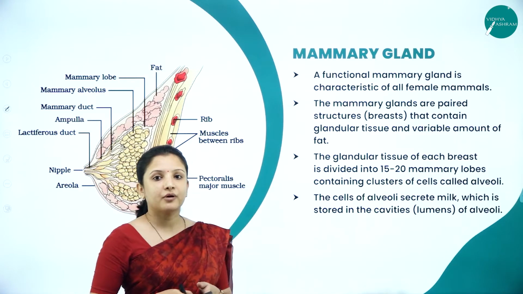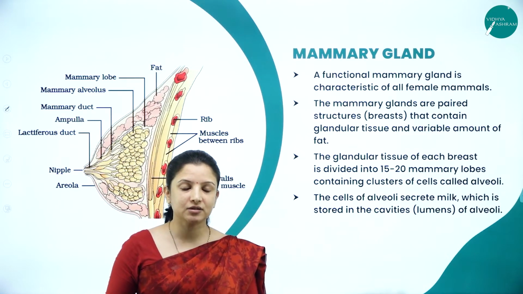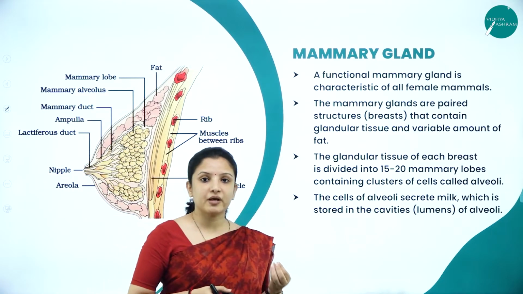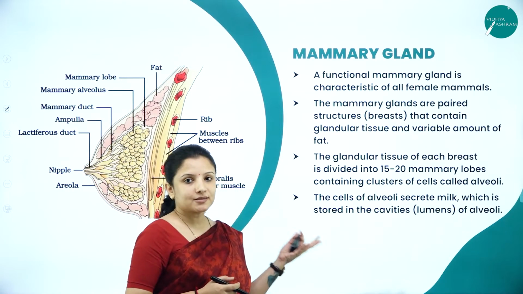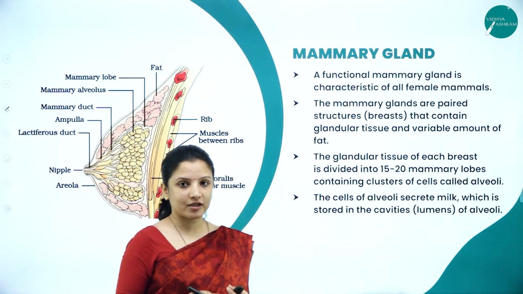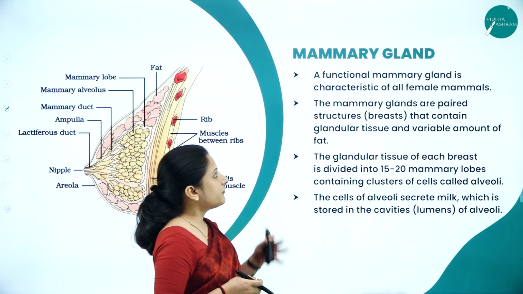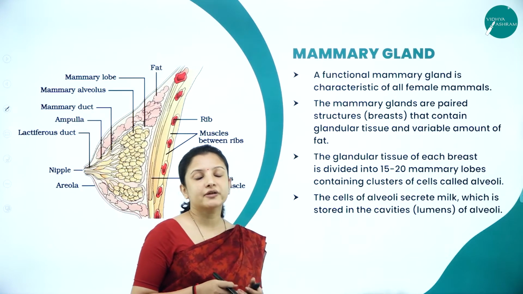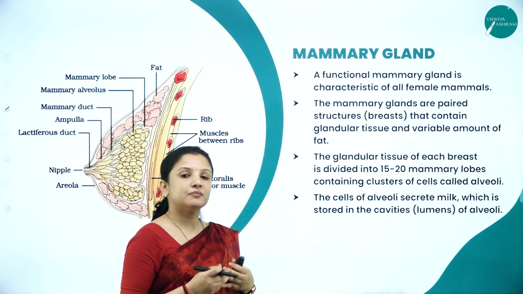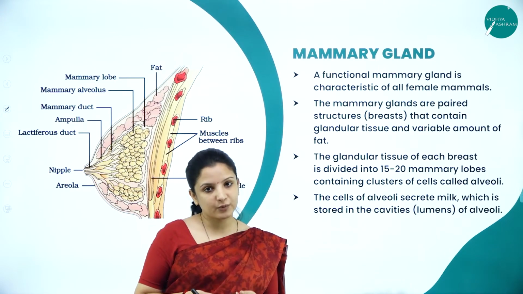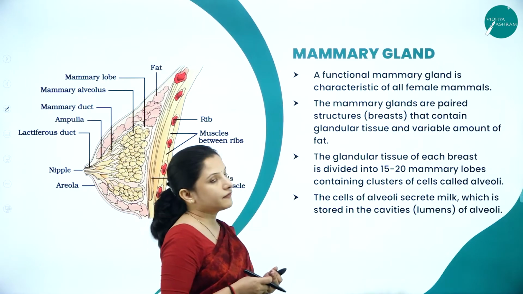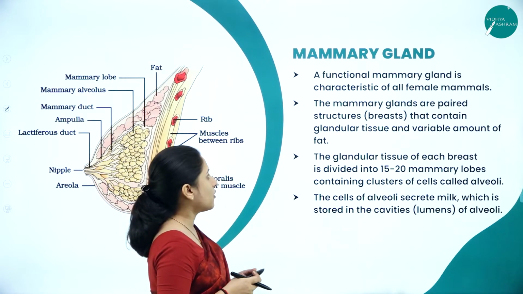Next, talking about one more part of the female reproductive system, as I told you, the mammary gland is also included in the female reproductive system. So let us study the mammary gland, as this also comes under the female reproductive system. A functional mammary gland is one of the characteristic organs of female mammals, because mammals directly give birth to young ones and are capable of feeding them. Therefore, the mammary gland is very important.